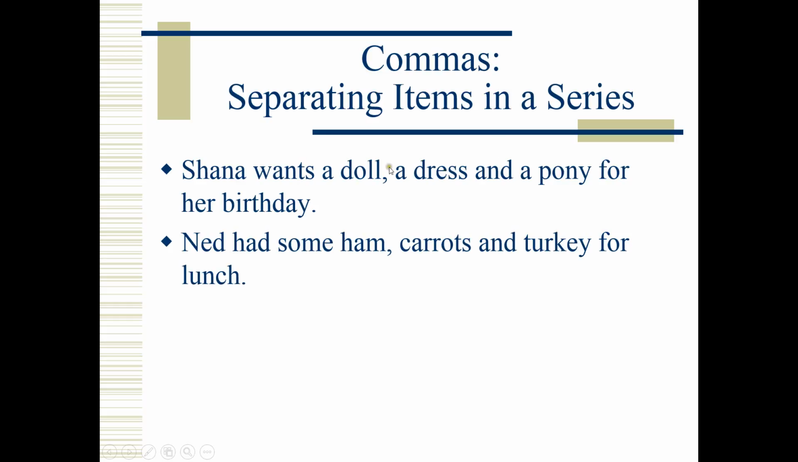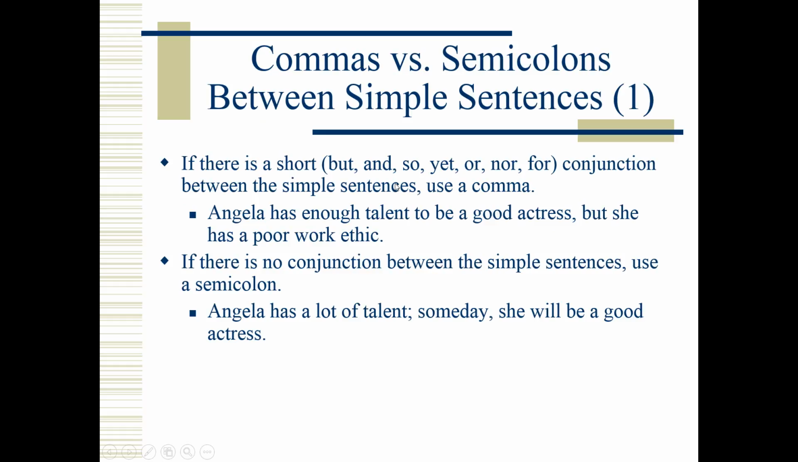But we need one there to separate the first two items in the list that aren't divided by a conjunction. Okay, now there's that kind of thing that I've been tap dancing around. Remember I told you there are certain conjunctions that when they occur between independent clauses, you have to put a comma before that conjunction, and therefore between the independent clauses.